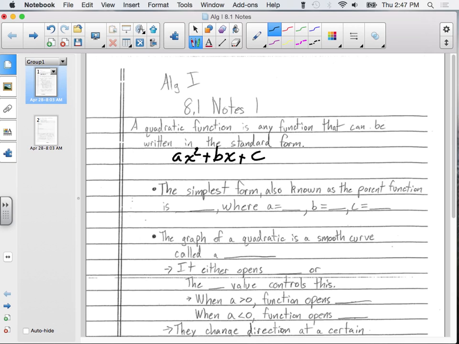Alright, so does that look familiar? Ax squared plus bx plus c? Because we were just factoring trinomials. Yeah. So there's also one very important part. A cannot equal 0.